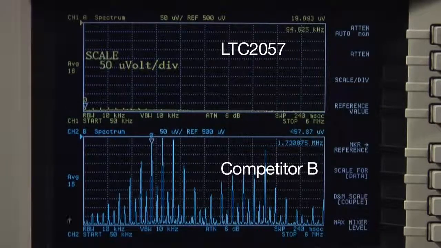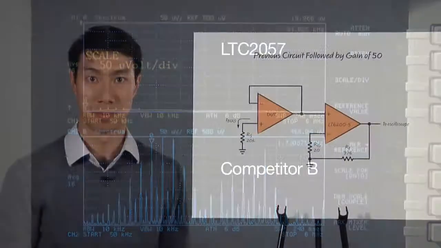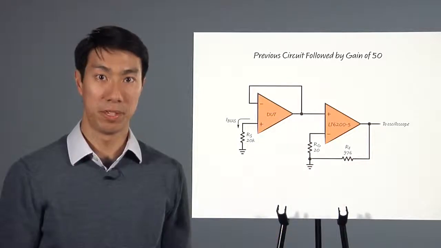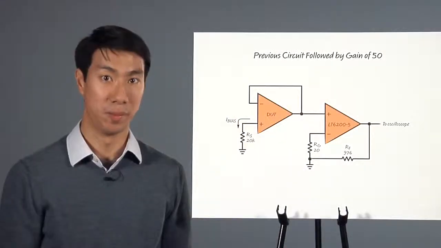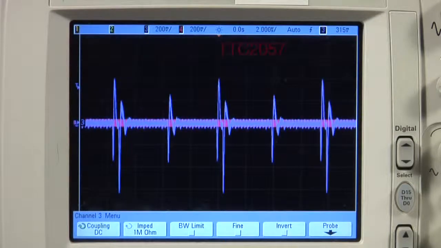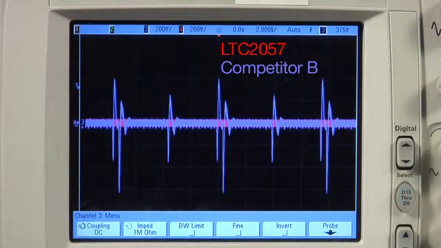For a more direct illustration of what this means, let's examine this circuit in the time domain. In this setup, I have simply taken the previous circuit and followed it with a low noise gain of 50, so that the DUT signal is big enough to see on a scope. Let's see what we get now. The 2057's trace is shown in red, and part B's trace is shown in blue.